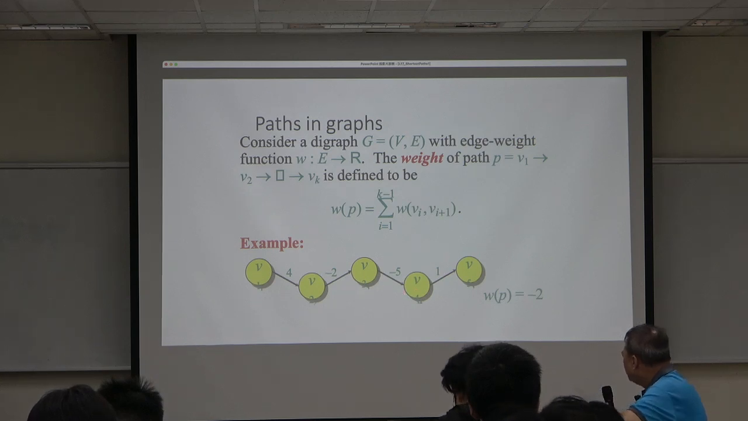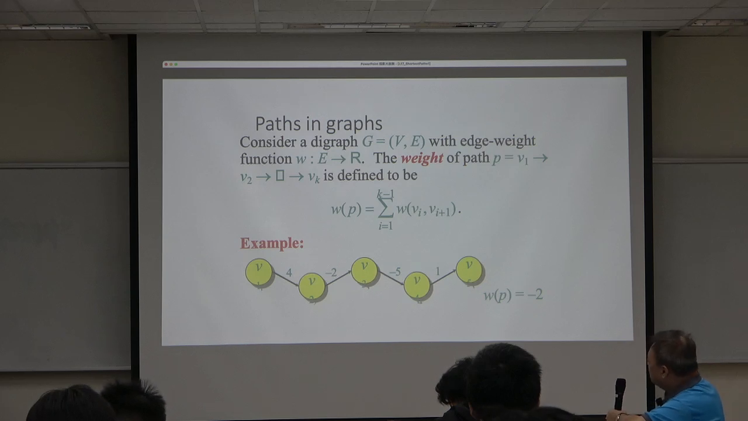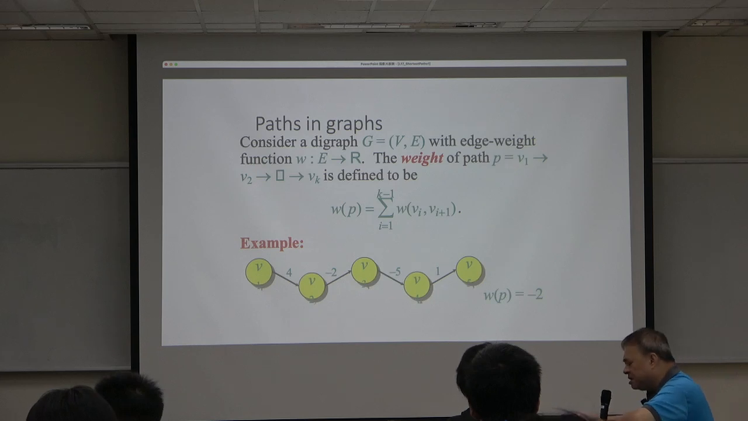So the total weight for all these edges, which is the weight of the path, will be -2. It's 4 plus -2 plus -5 plus 1. It's very, very easy.